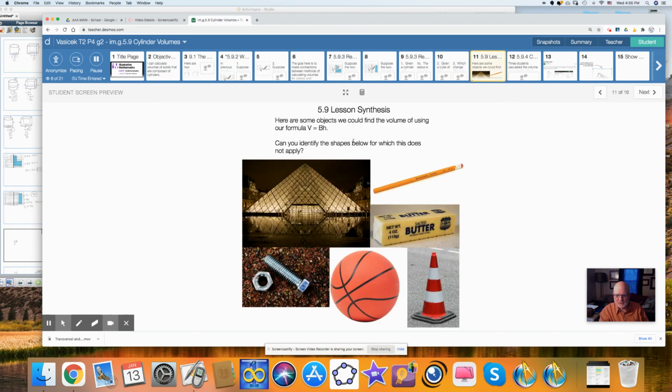And the lesson synthesis. Here are some objects. Which one could be used with this formula, volume is equal to area of the base times the height? Of course, a cylinder, a rectangular prism, another type of prism, a hexagonal prism. Pyramid, no. Ball, no. Cone, no.